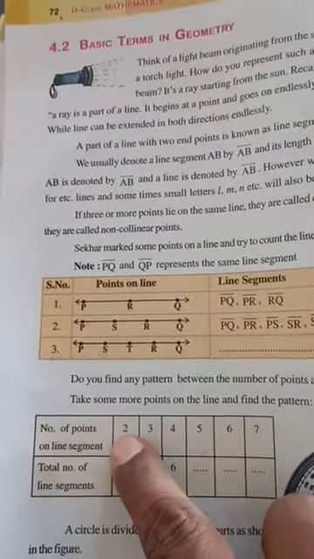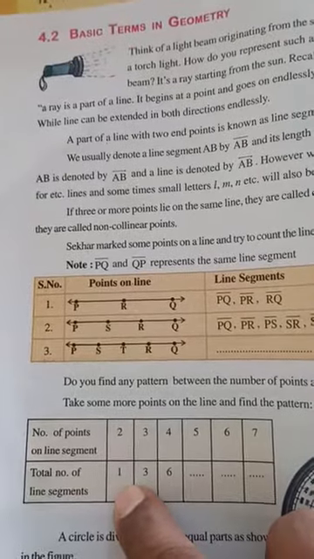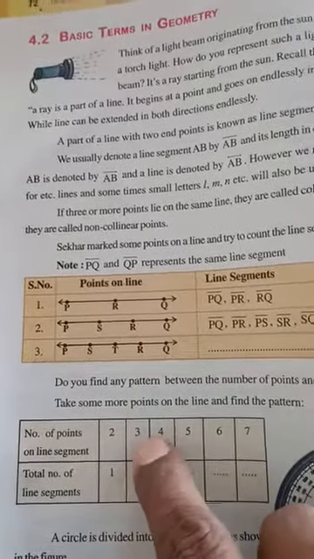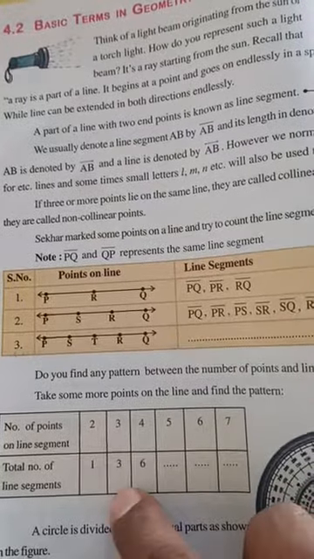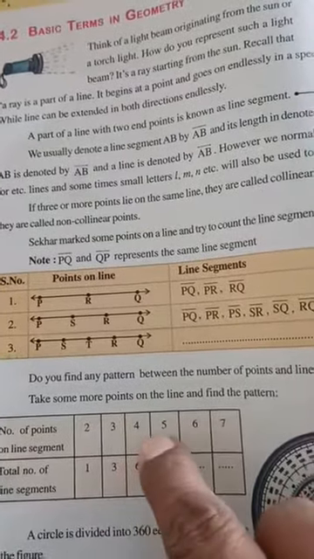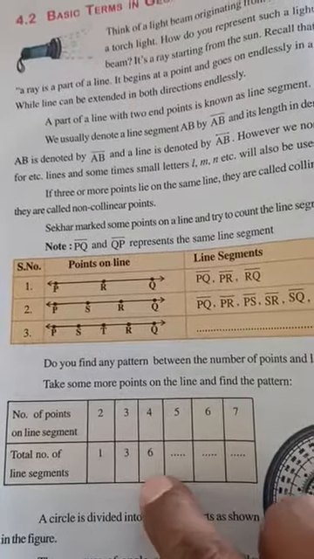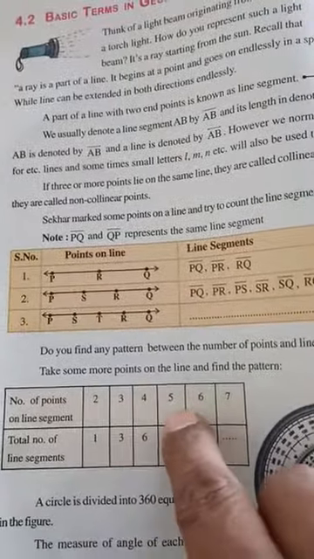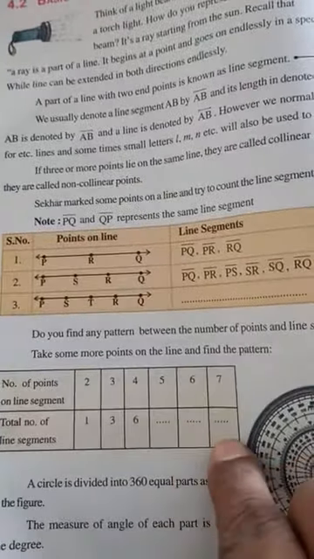See, if the number of points on the line is 2, the total number of line segments is 1. If the number of points is 3, the total number of line segments is 3. If the number of points is 4, the number of line segments is 6. Like that, by taking 5 points, 6 points, 7 points, find out how many line segments are formed.